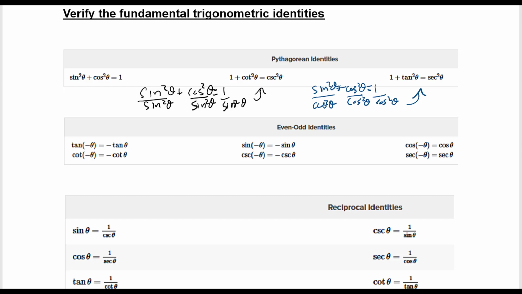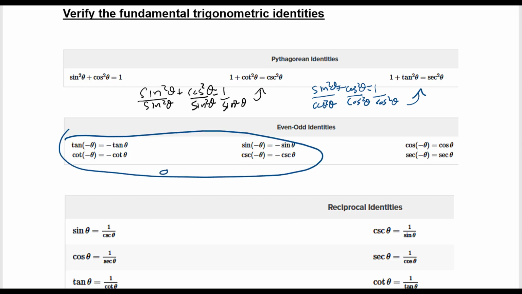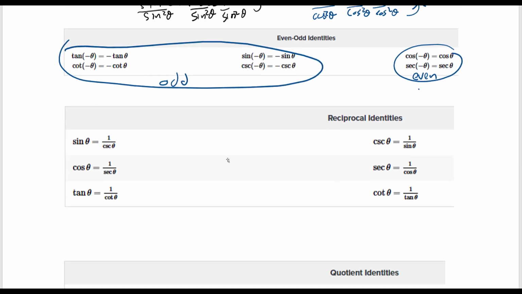Then we have even-odd identities. Tangent of negative theta is the negative of tangent theta. Cotangent of negative theta is negative cotangent theta. Sine of negative theta is negative sine of theta. Cosecant of negative theta is negative cosecant theta. So these are all odd. And then cosine of negative theta equals cosine theta, secant of negative theta is secant theta. These are even. So remember that odd functions are symmetrical with respect to the origin, even functions are symmetrical with respect to the y-axis.